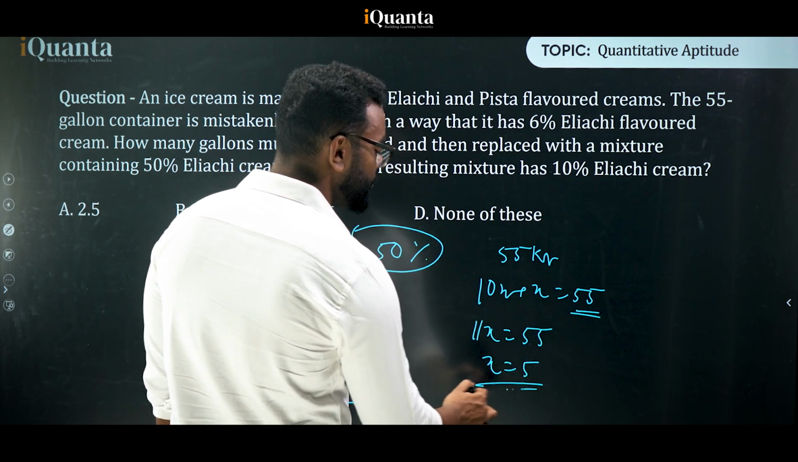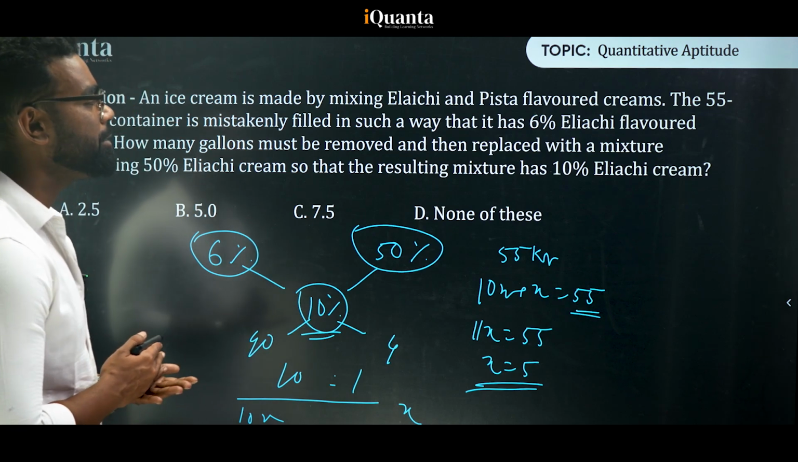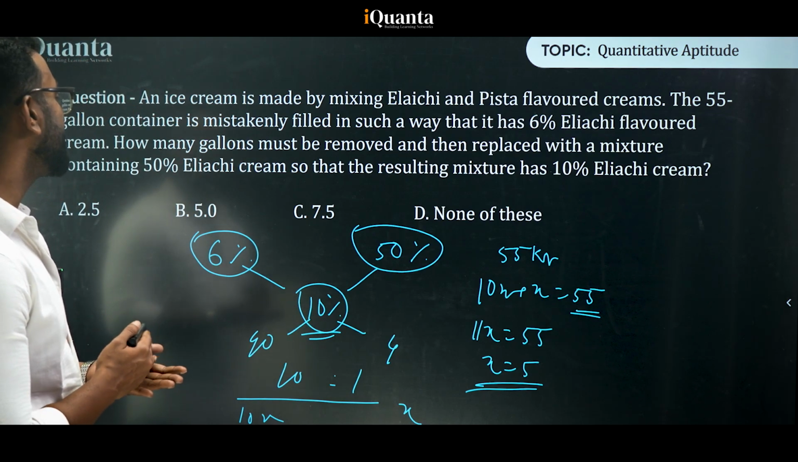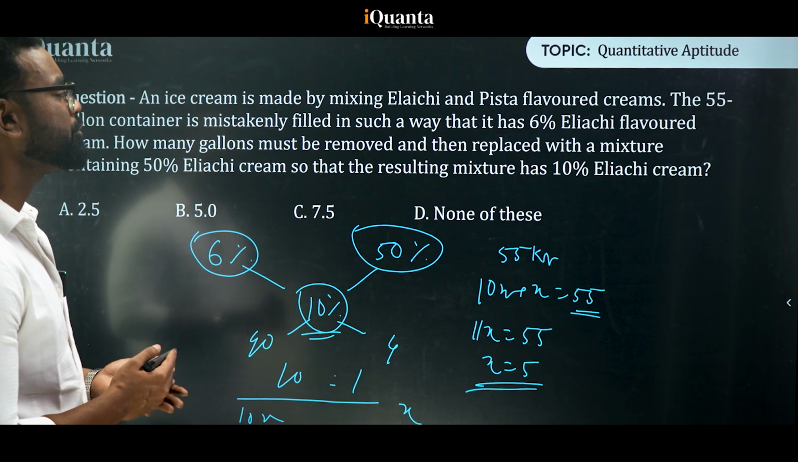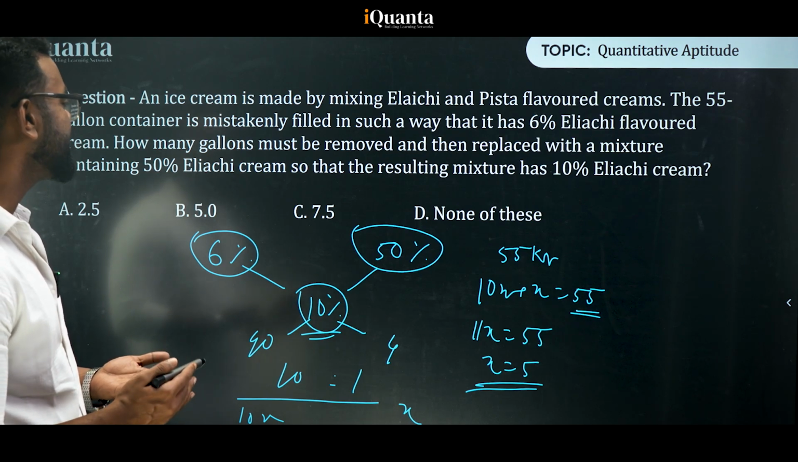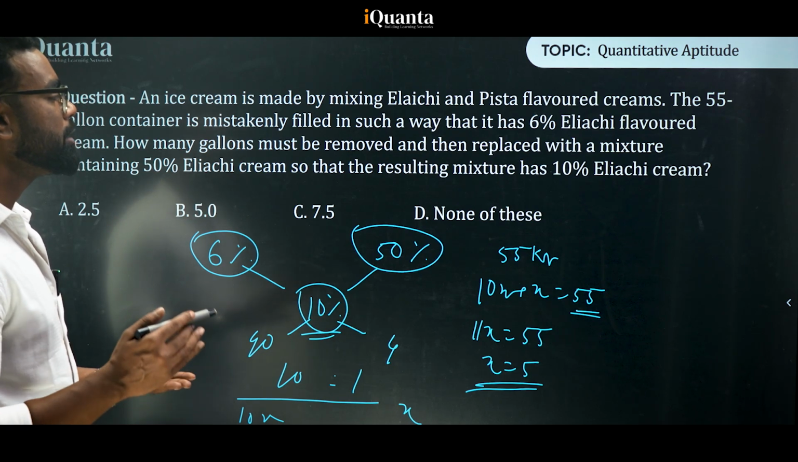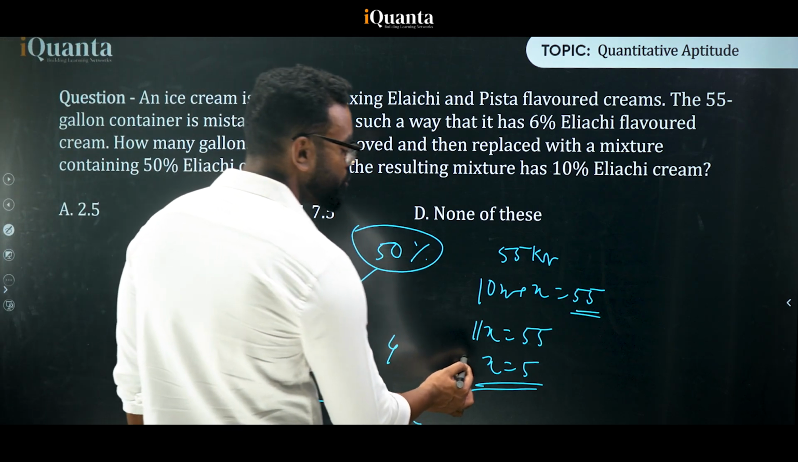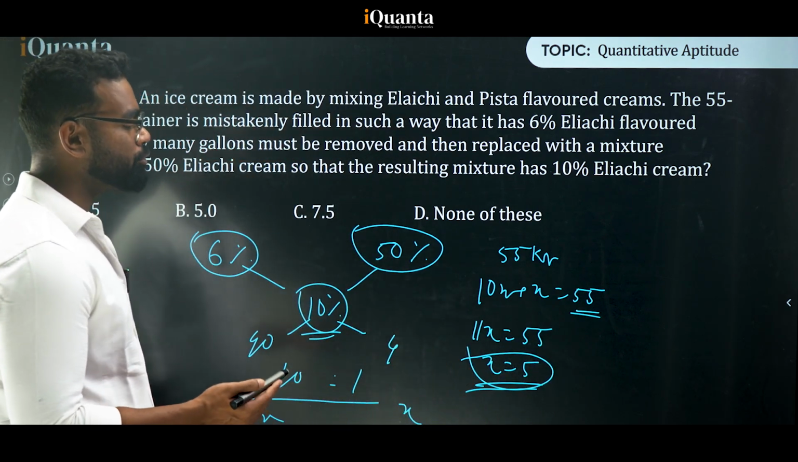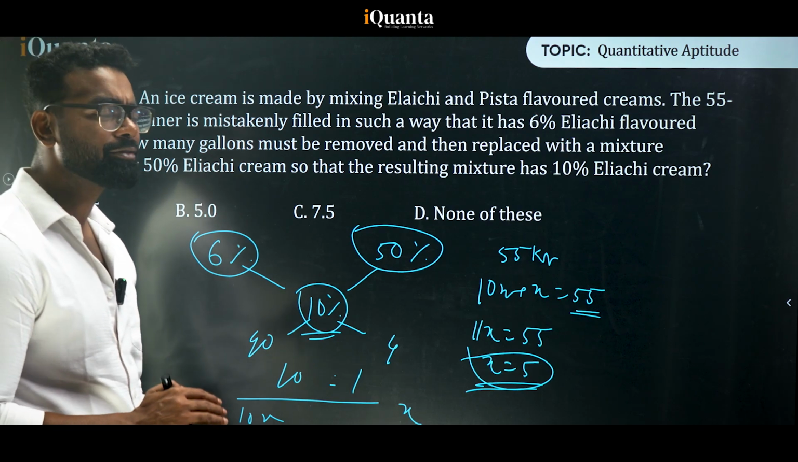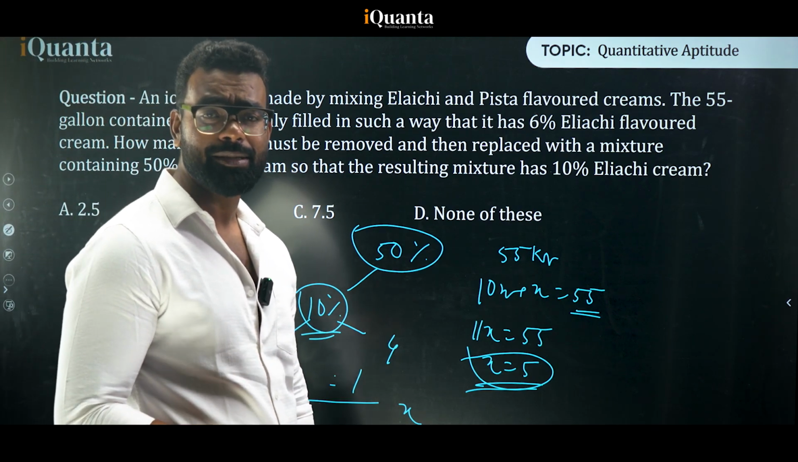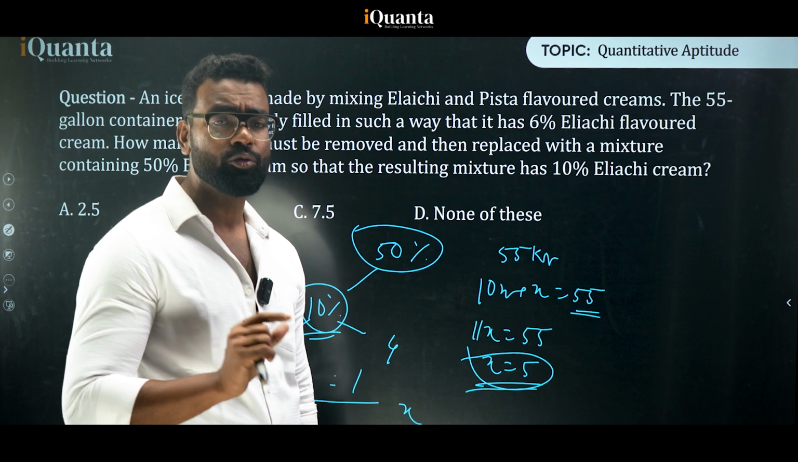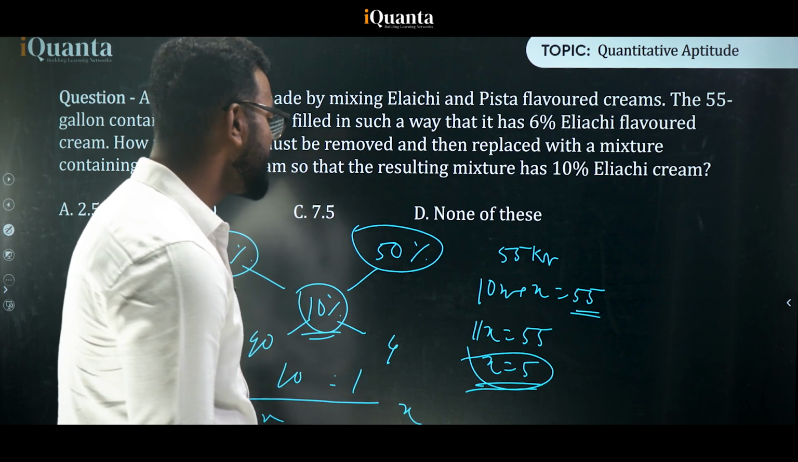Now if x is equal to 5, that means I removed 5 gallons, not kg, of 6% elaichi flavored ice cream, then I replaced it with 5 gallons of 50% elaichi ice cream. So hence your answer has to be 5. I hope you have understood how to solve this type of question. This is not exactly a question based on removal replacement, but the concept is involved, but you don't need to worry about removal replacement, right?